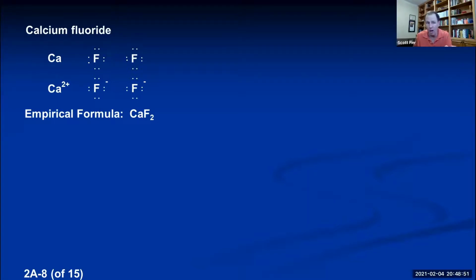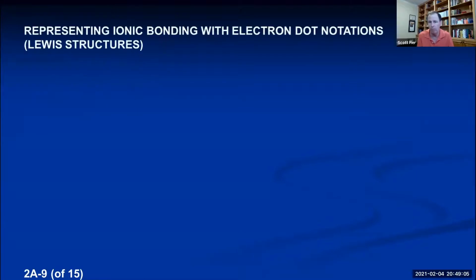So whenever we have ionic compounds made of metals and nonmetals, we always express them as an empirical formula. But in a few minutes, when we get to covalently bonded compounds, because they form these unique little units that actually do stick together, we call those molecules and we give them a molecular formula.